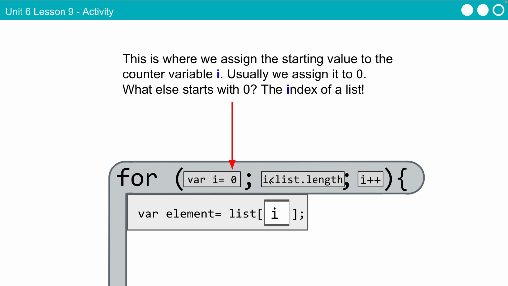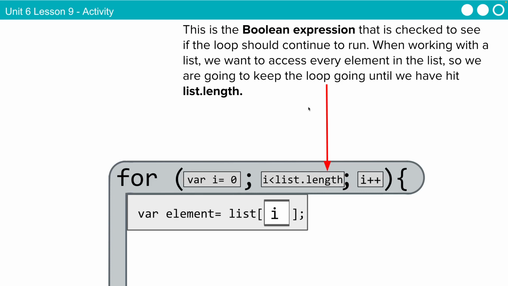Here we have i is less than list.length. This is the condition. If it's true, then we keep running the code. If it's not, then we stop. i for index is also a really good way to remember what that i represents. So this Boolean expression, true or false: if it's true, run the code in the curly braces. If it's false, then stop. We're just going to keep going through this loop until we reach the end of our list.